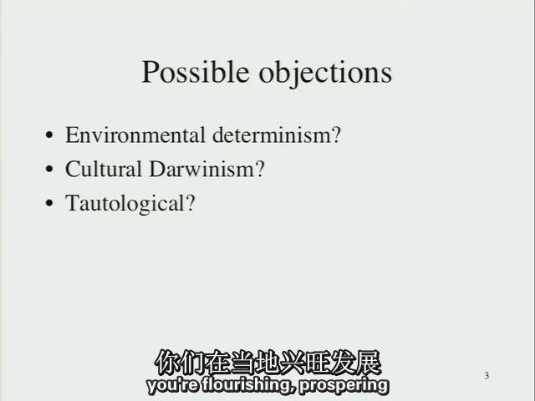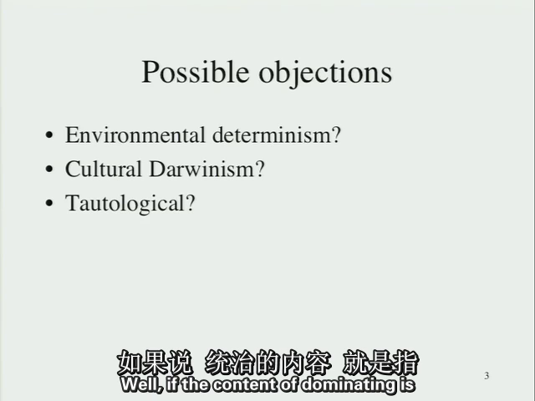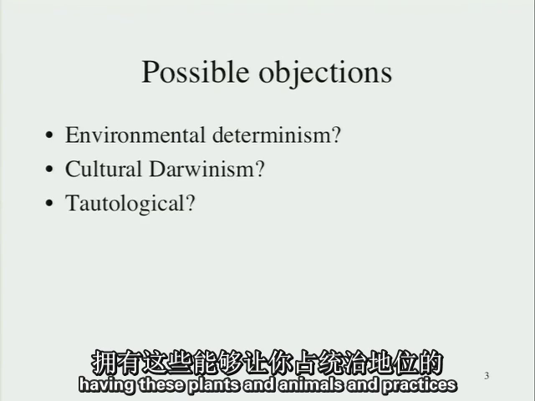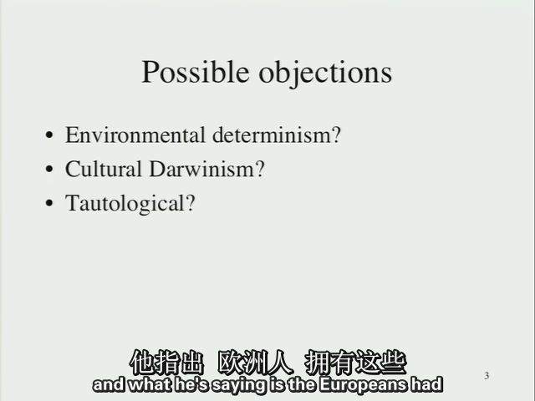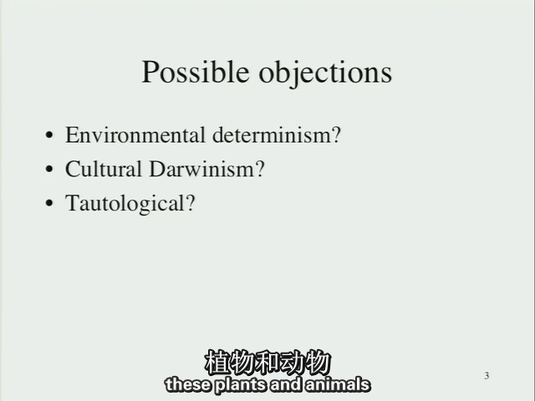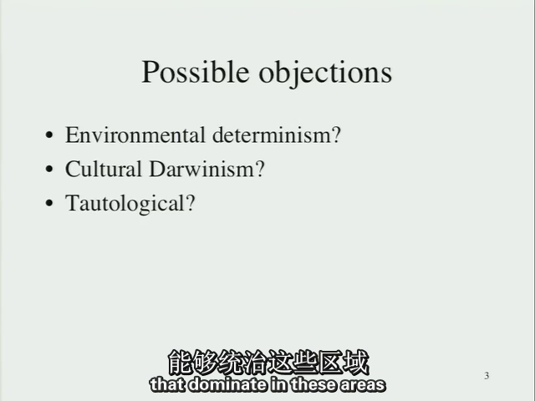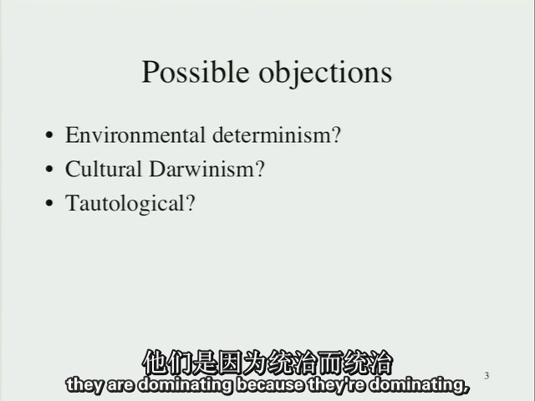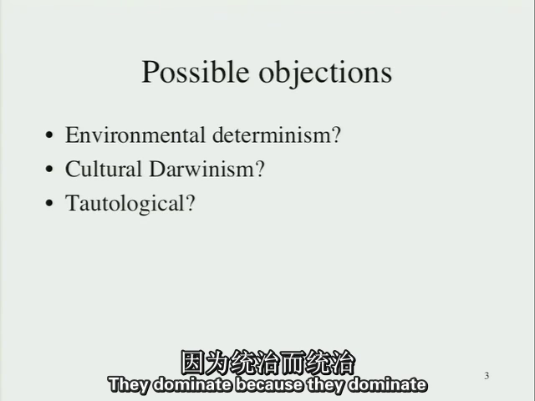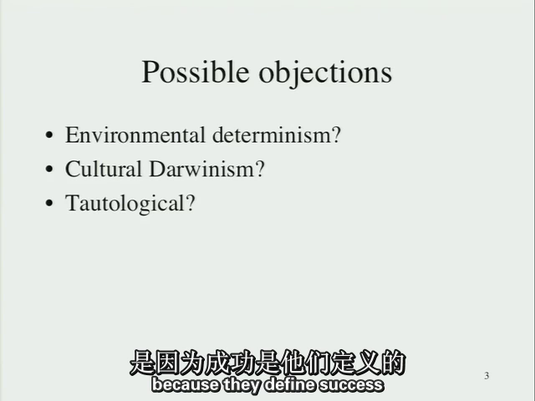You are flourishing, prospering. Well, if the content of dominating is having these plants and animals and practices that allow you to dominate, and what he's saying is the Europeans had these plants and animals and immune systems and so forth that dominate in these areas, then in a sense all he's doing is saying they're dominating because they're dominating. Right? They're dominant because they're dominant. They succeeded because they define success.